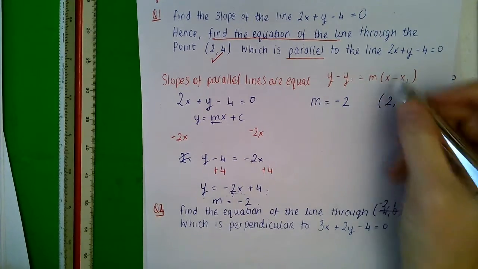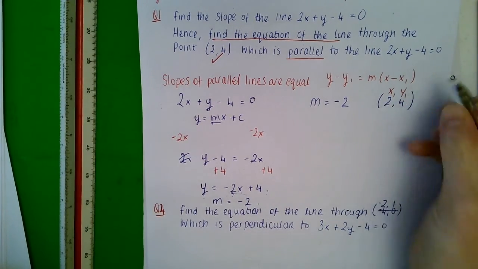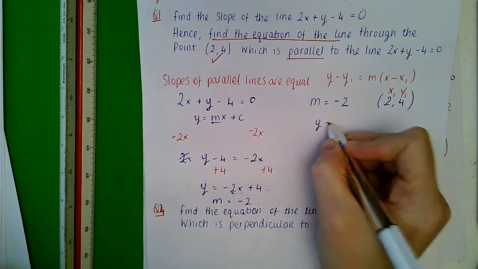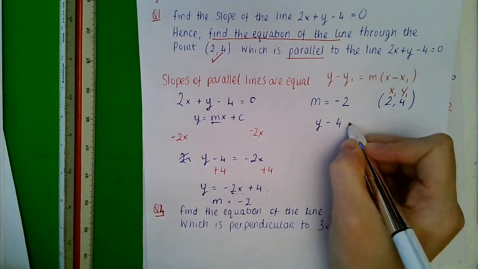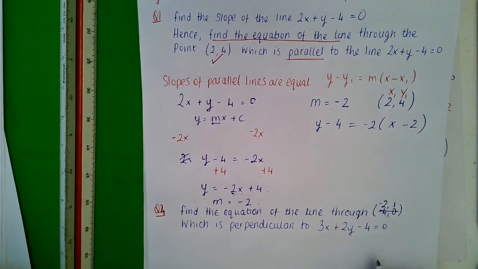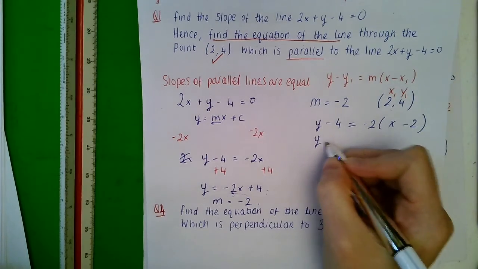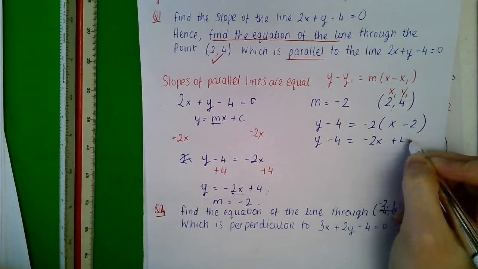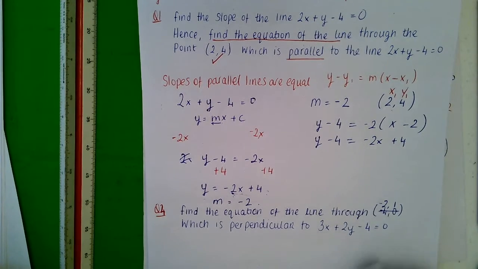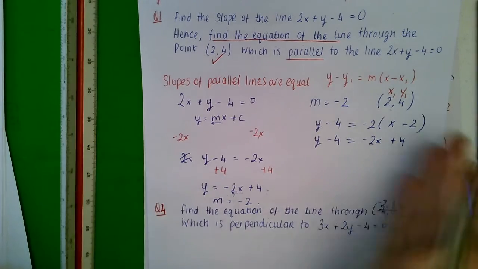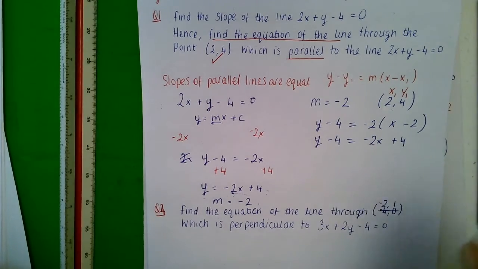So we're going to label this x1, y1, and we're going to sub it into our formula. So y minus y1, which is 4, equals minus 2 times (x minus x1), where x1 is 2. I'm going to multiply out any brackets that need multiplying, so I'm going to get minus 2x plus 4. And you can give this in the form y equals mx plus c, or you can bring everything over to the left hand side, which is what I'm going to do.